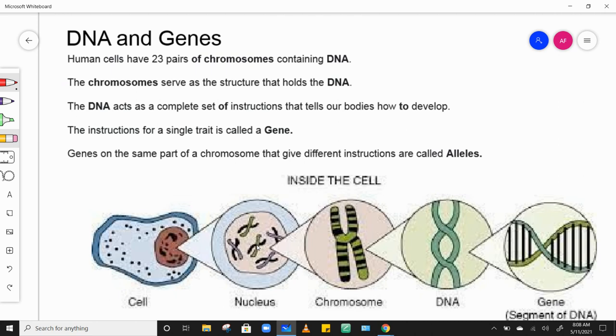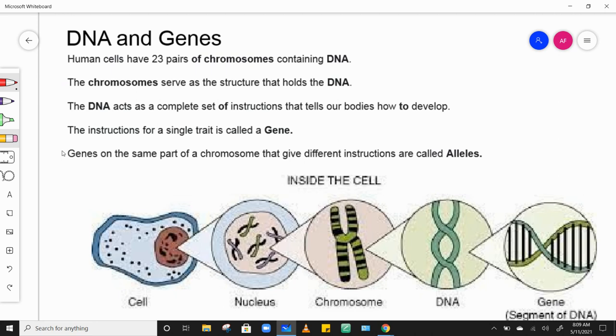But there are slight differences in the DNA. There are slight differences in the genes. And when we have differences in the genes, we often call these alleles. So if a gene on the same part of a chromosome gives instructions for eye color, and one gives it for blue eyes and one gives it for brown eyes, but they are on the same segment of DNA, the same location, we call those alleles. So alleles is kind of just another word for genes, but when we have genes for the same trait that are different, we call them alleles, if that makes sense.